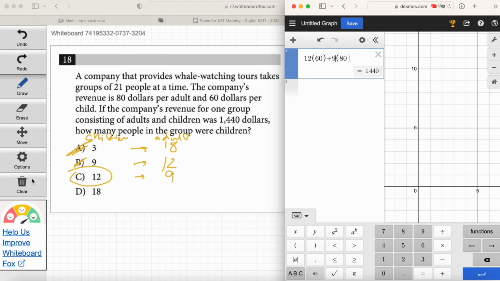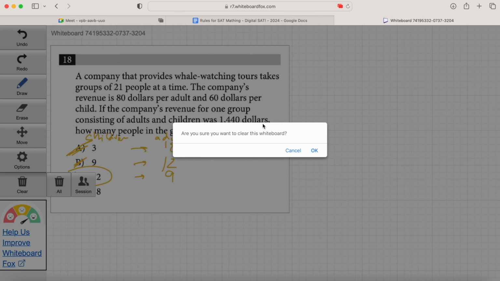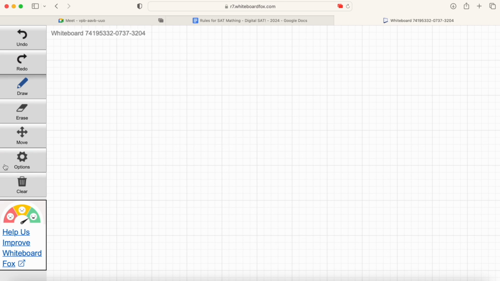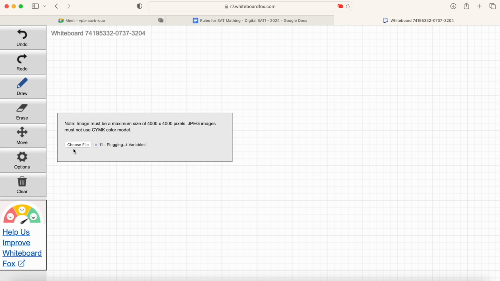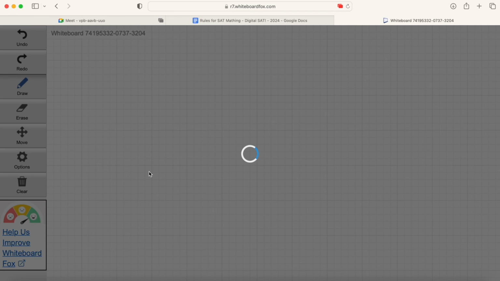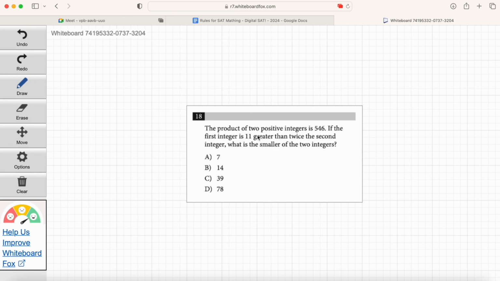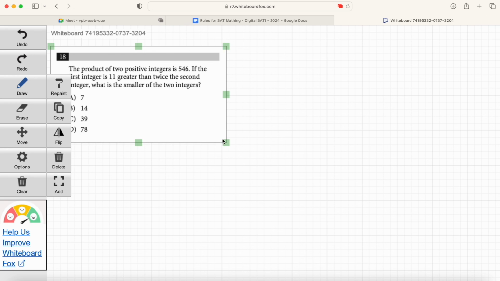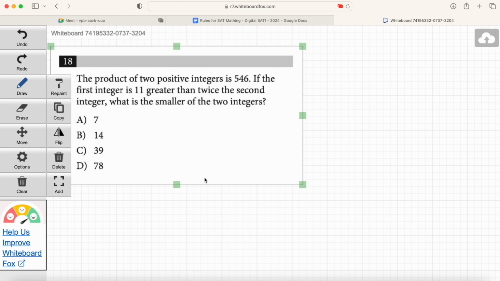One more question, and we'll take a little break here. And this is similar. This is another system of equations question. Very tough to do if you're trying to do the algebra here. Much easier if you're testing values.